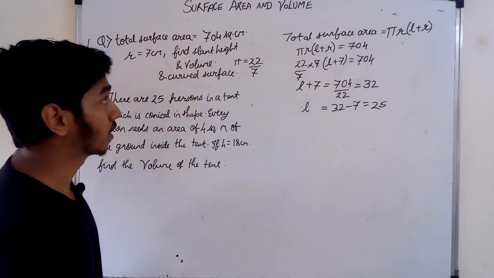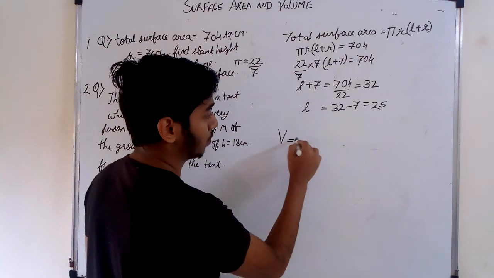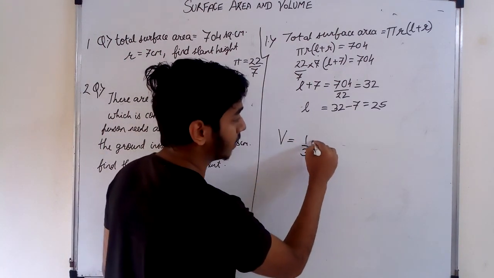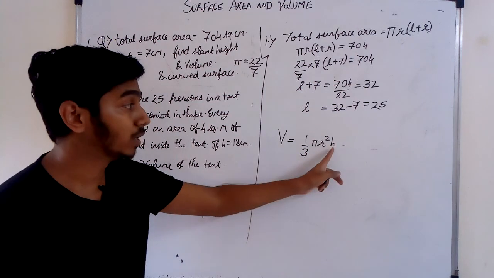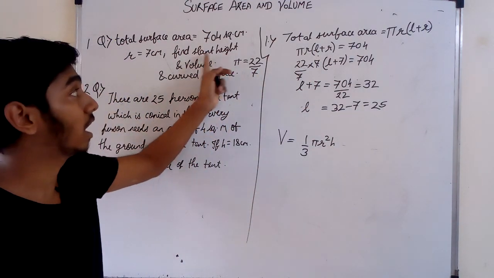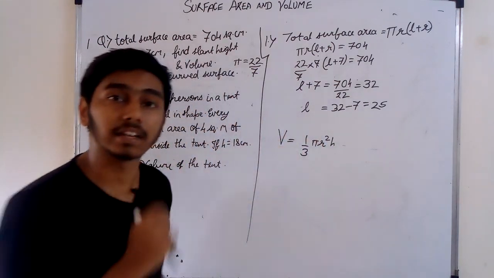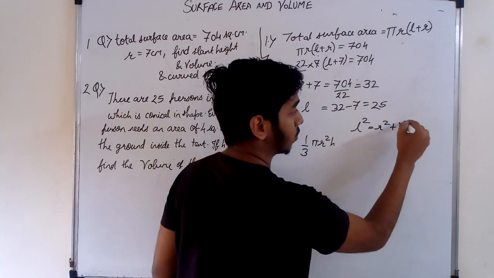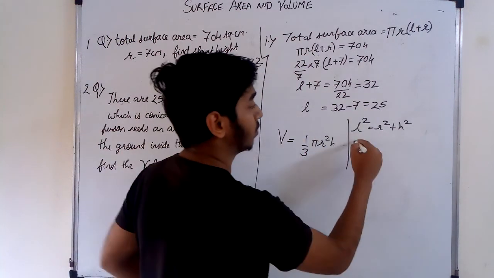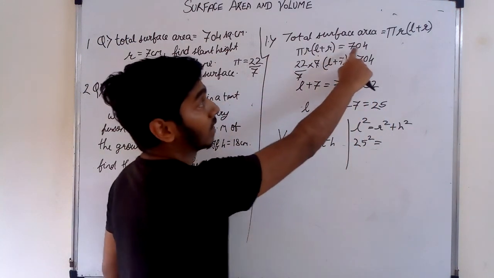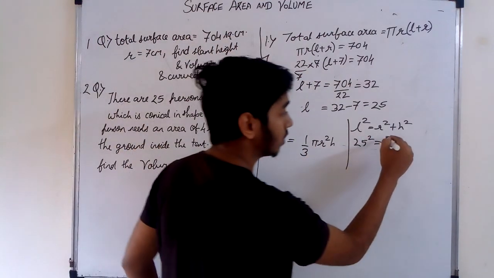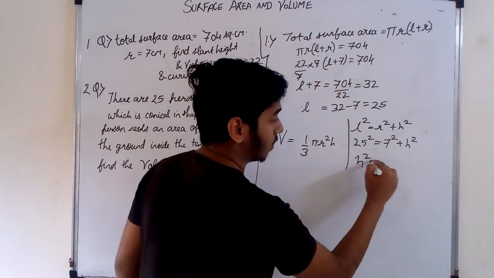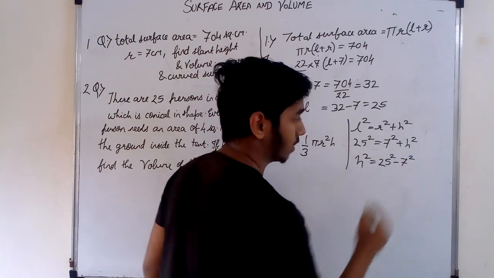Now to find volume. Volume of a cone is what? This is the first question. So the volume of the cone, you know, is 1 by 3 pi r square h. We do not have h here, right? We have l, which is the slant height. Therefore, we need to find h. So how do we find it? You know that slant height square is r square plus h square. Therefore, just substitute. This will become 25 square equal to 7 square plus h square, correct? So you have to find h square. So h square will be 25 square minus 7 square, correct?